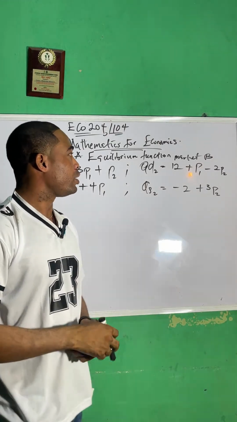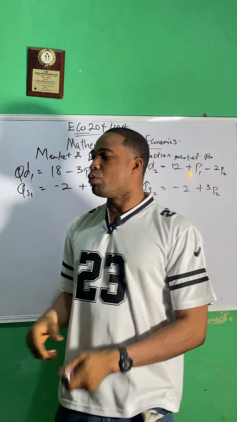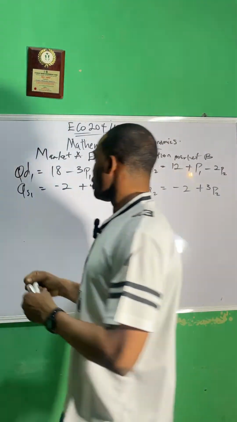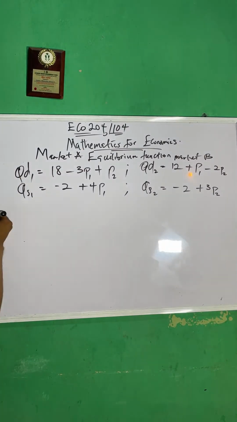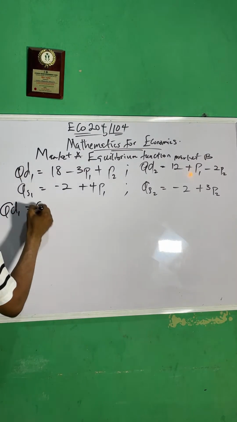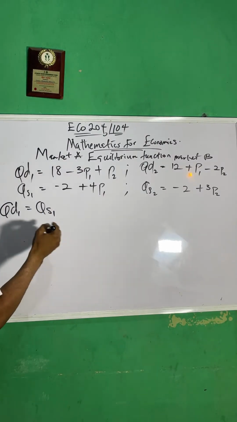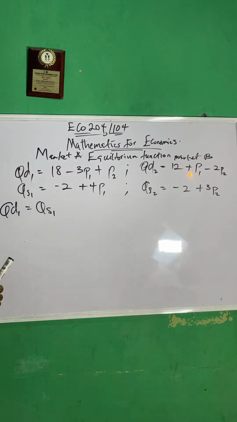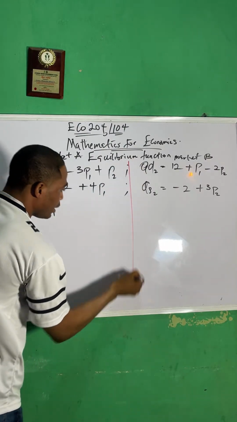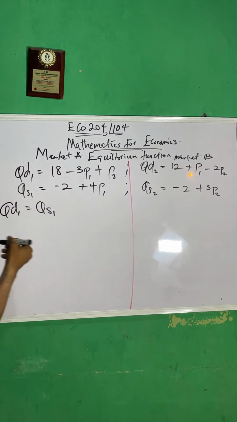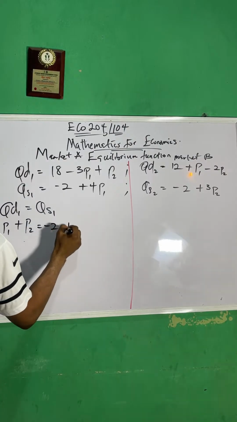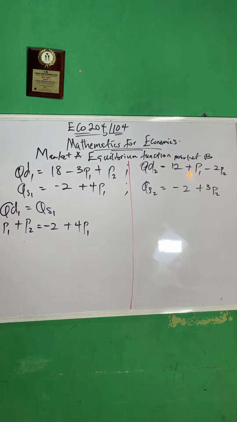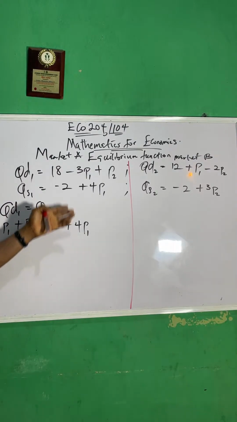If you have a question like this, you need to find the equilibrium functions of both markets. First, the equilibrium function of market 1. That means QD1 equals QS1. What is the condition for that? In market 1, I'll be having 18 - 3p1 + p2 = -2 + 4p1. So this condition is for market 1.